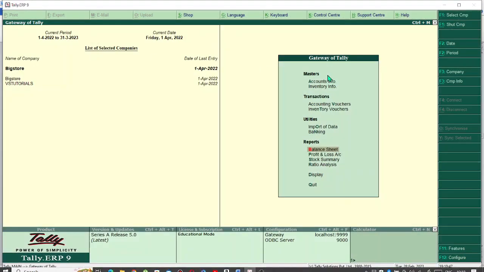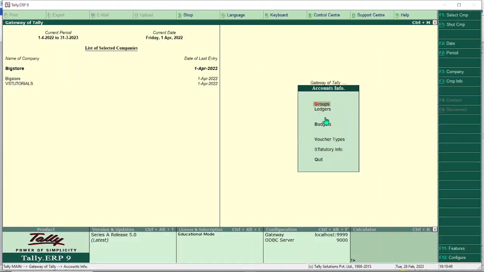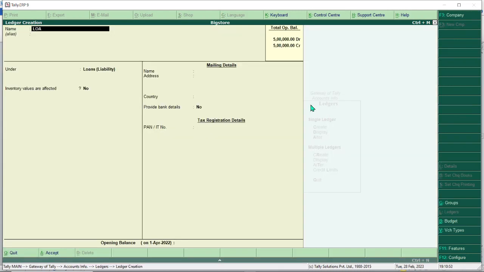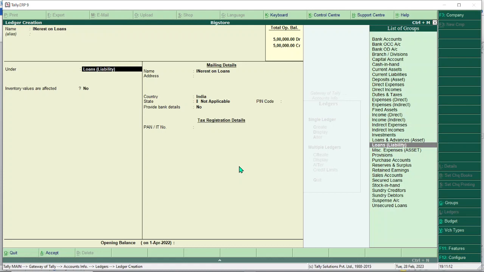Let's see. Go to account info. We go to ledgers. We create interest on loans. Interest on loans under indirect expenses.